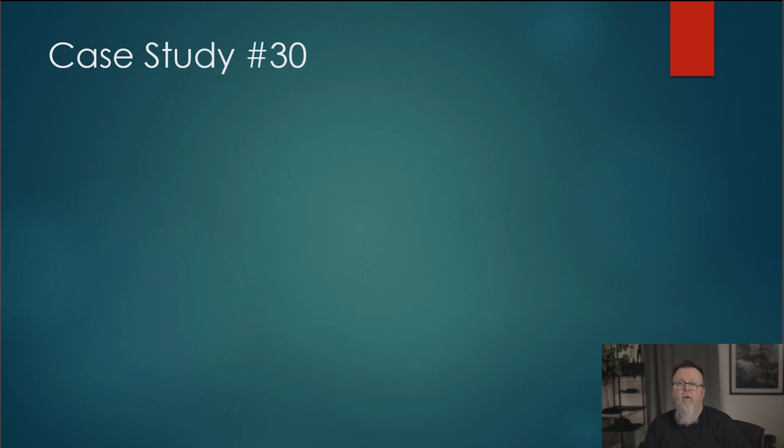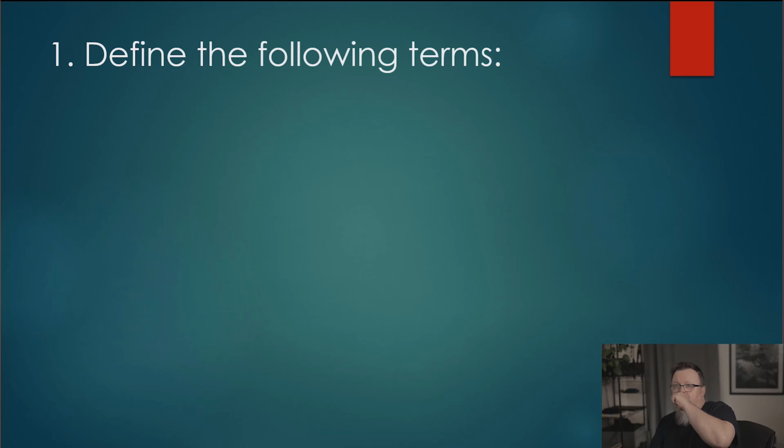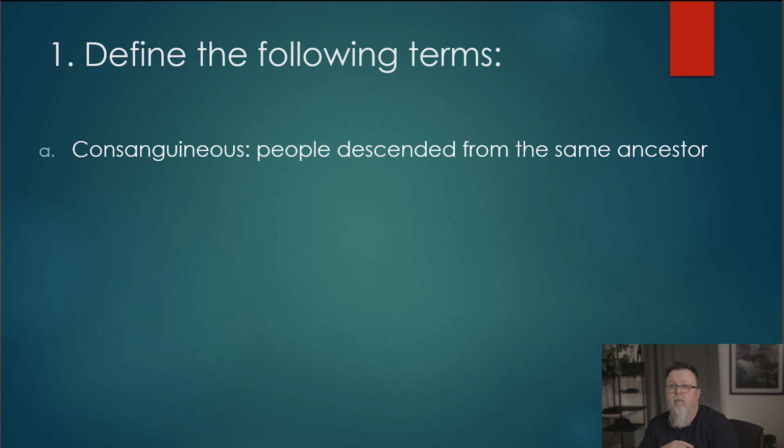All right, now we're going on to case study number 30, which also started with having you define some terms. So the first term is consanguineous, like a consanguineous marriage, which would be the marriage of people who are closely related to each other.